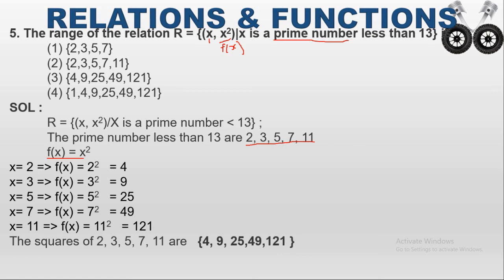So now we write the set of these values as the x square values. So what are the x square values? 4, 9, 25, 49, 121. So where is it? It is in option 3. So the answer is option 3.